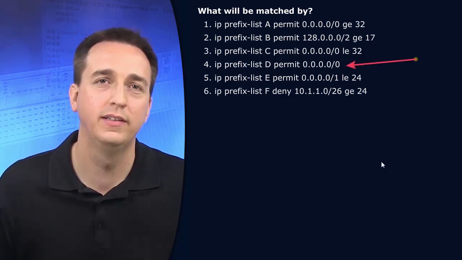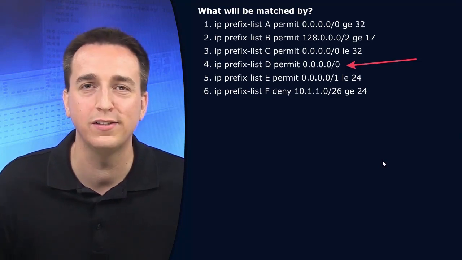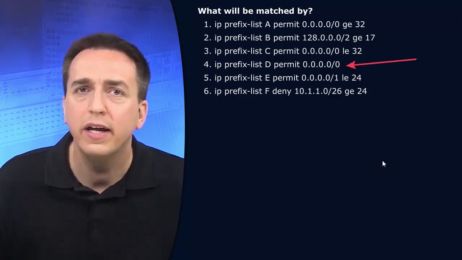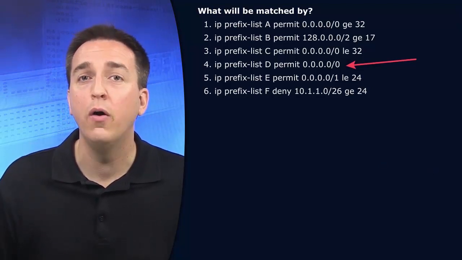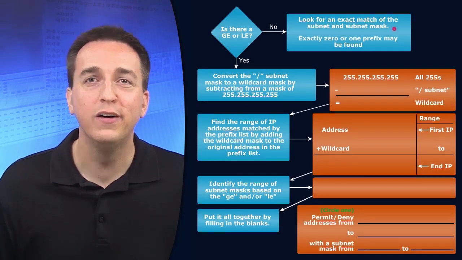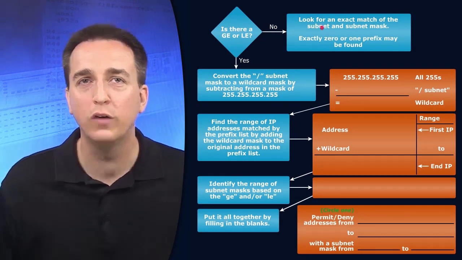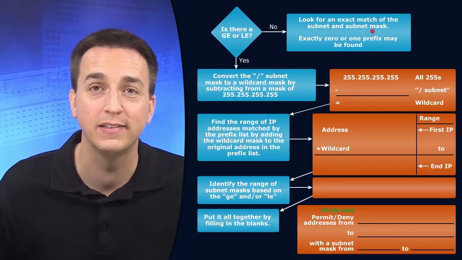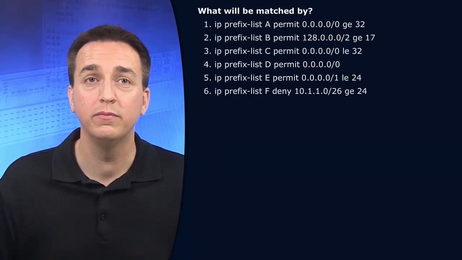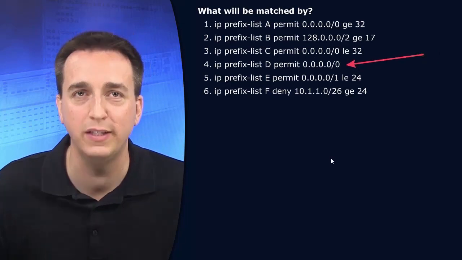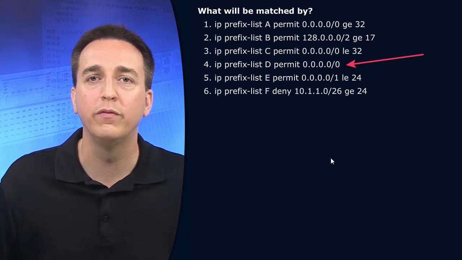Example number 4 states we are going to permit 0.0.0.0 slash 0. Do you see a less than or equal to or greater than or equal to operator? No, I don't. So what do we do? Let's look back at our flow chart. Our flow chart says if there is no GE or LE, look for an exact match of the subnet and subnet mask. So in this example here, we are looking specifically for 0.0.0.0 slash 0, which is what? It's our default route.